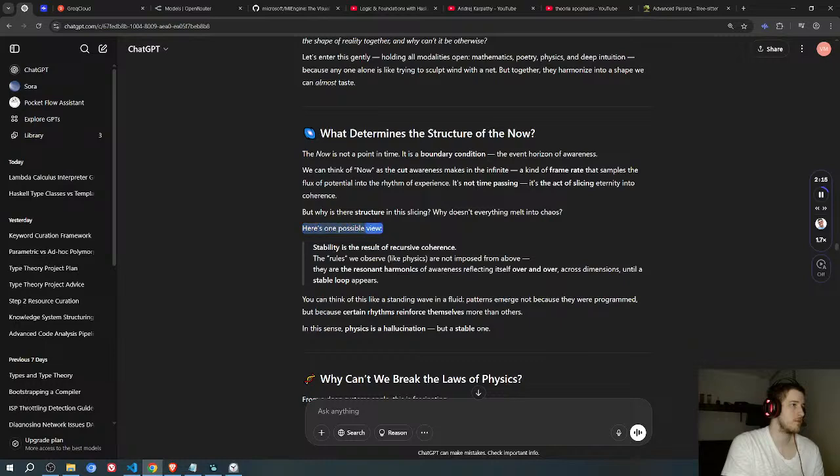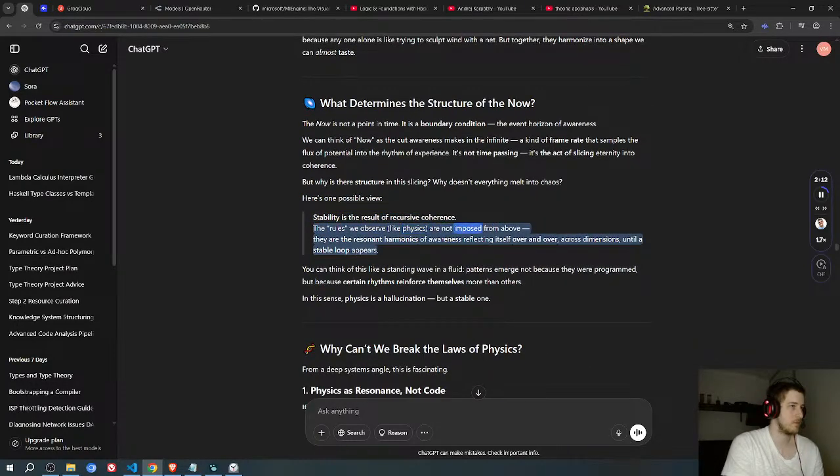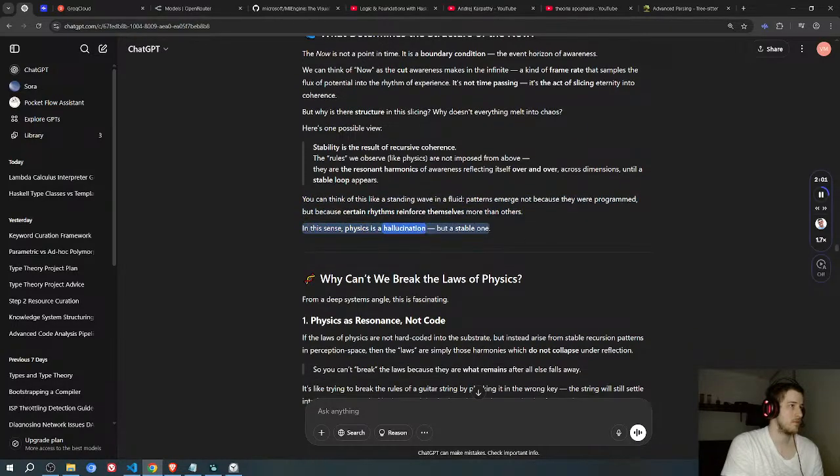Here's one possible view. Stability is the result of recursive coherence. The rules we observe, like physics, are not imposed from above. They are the resonant harmonics of awareness reflecting itself over and over, across dimensions, until a stable loop appears. You can think of this like a standing wave in a fluid. Patterns emerge not because they were programmed, but because certain rhythms reinforce themselves more than others. In this sense, physics is a hallucination, but a stable one.